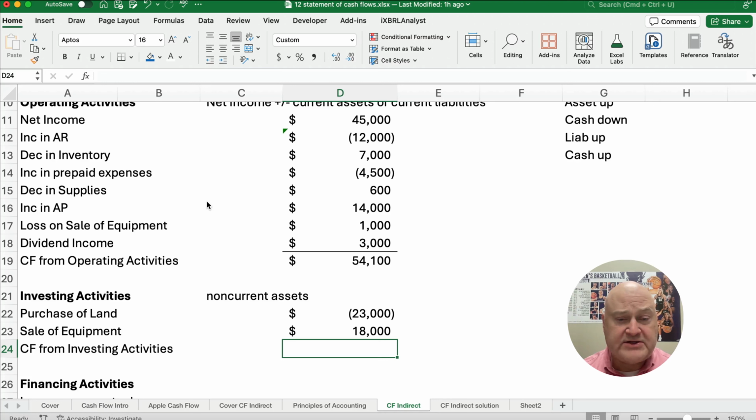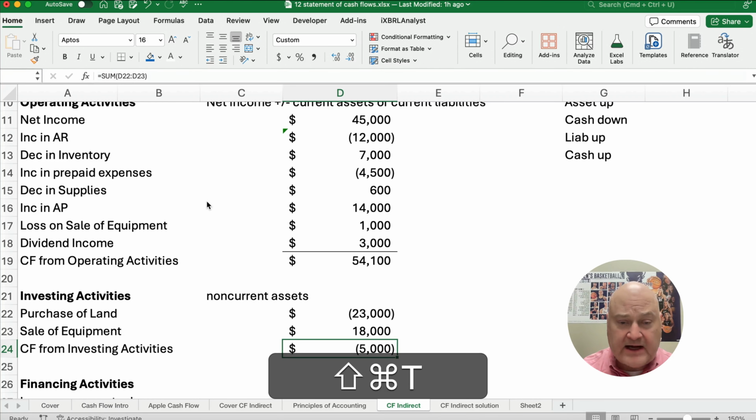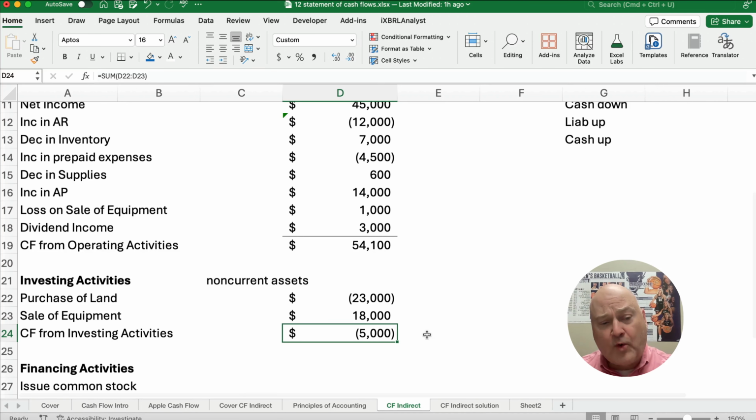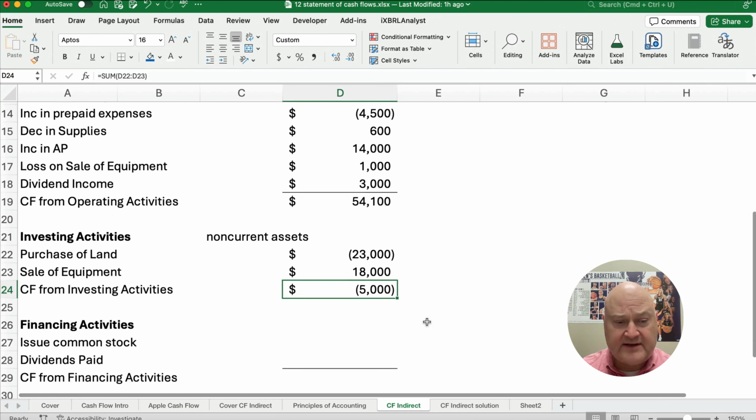So we have purchase of land. We paid $23,000 in cash and we sold equipment for $18,000. We received cash. So what is our cash flows from investing activities? It's going to be a negative $5,000. We've invested more in land than we did receiving money from the sale of equipment. So that's a $5,000 negative as we're investing in non-current assets.